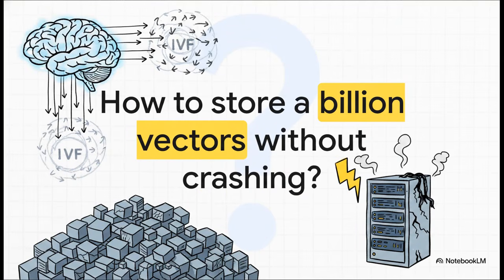So IVF definitely solves the compute problem by reducing the search space. But here's the reality. 1,136 dimensional vectors still take up terabytes of physical space. How on earth do we store this without completely exhausting our hardware budget?